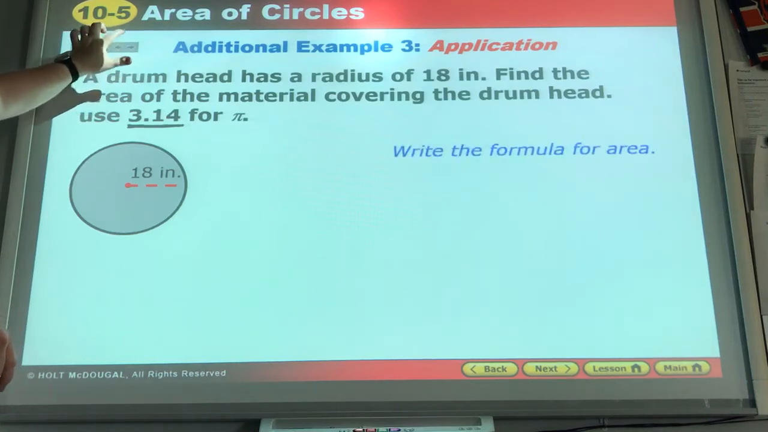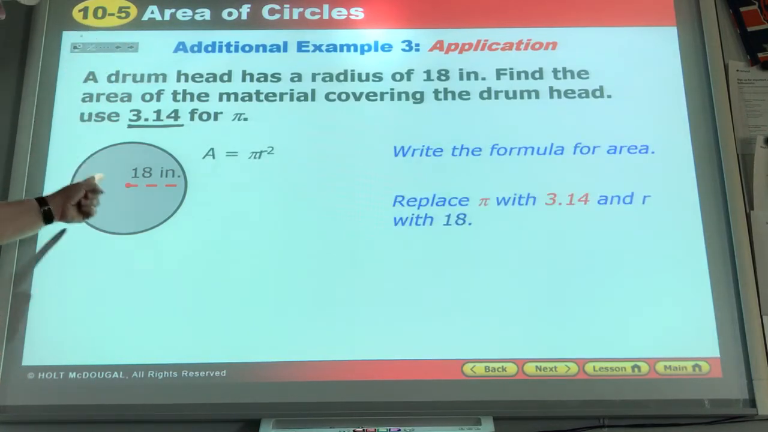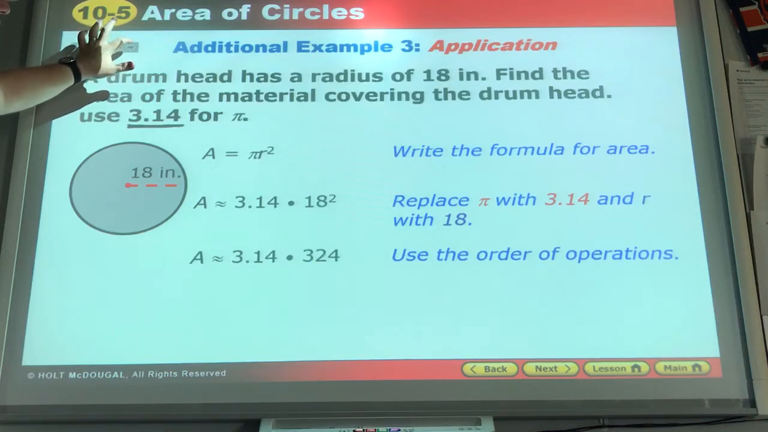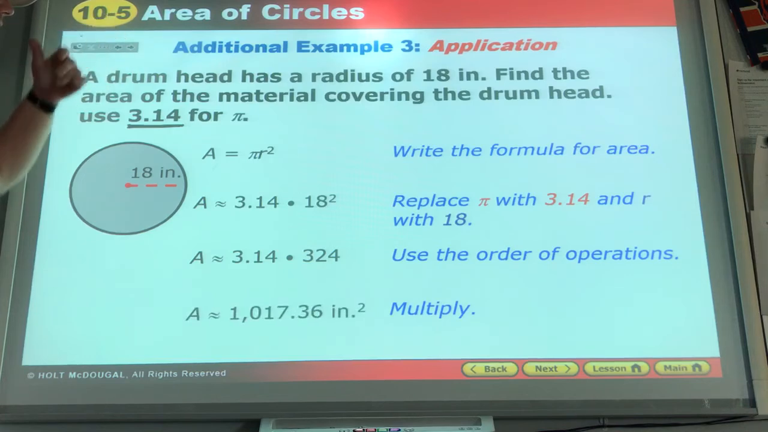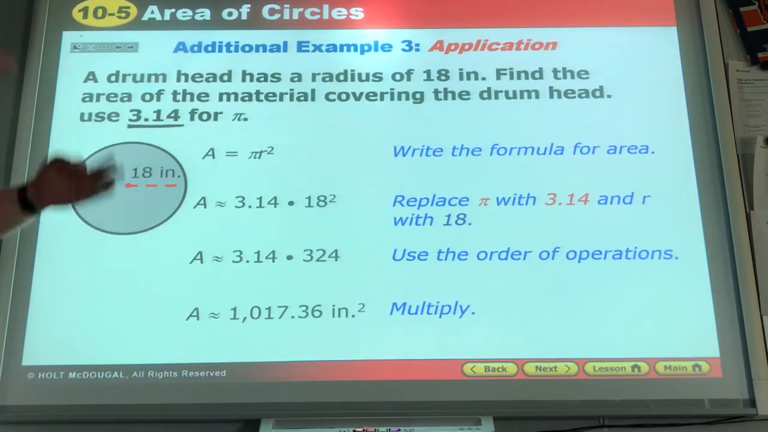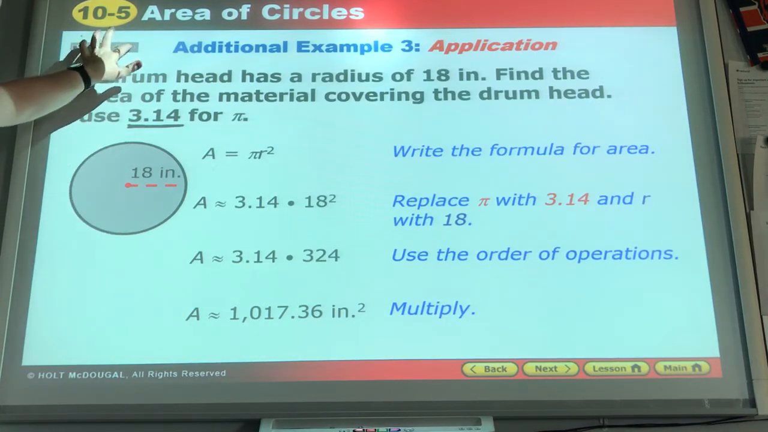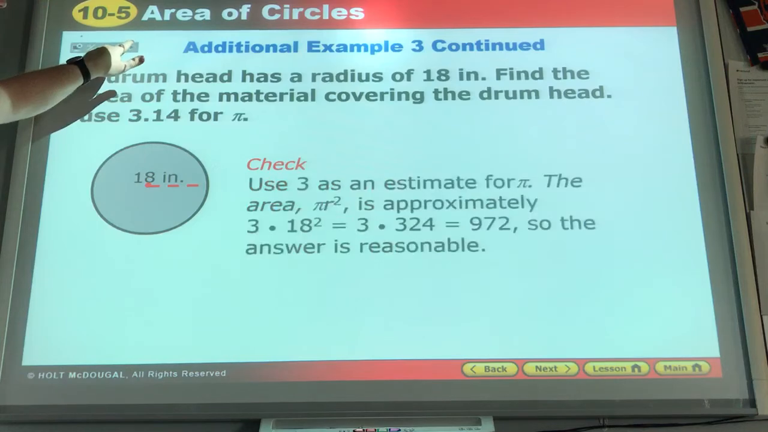All right, so we've got our formula here. All right, they do give us radius, so we're ready to work. All right, 18 squared is 324. 324 times 314 is 1,017.36. You're most likely to just make multiplication errors. That's all that happens here. All right, we do a check. Oh, we do a check. You can see that explained here. All right.